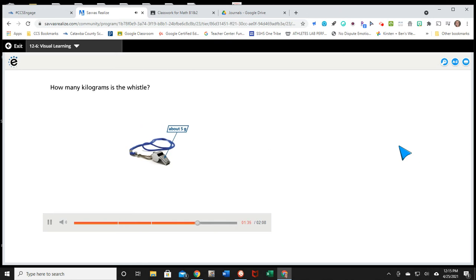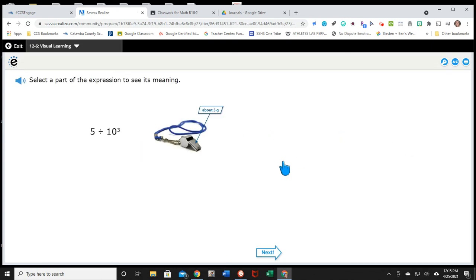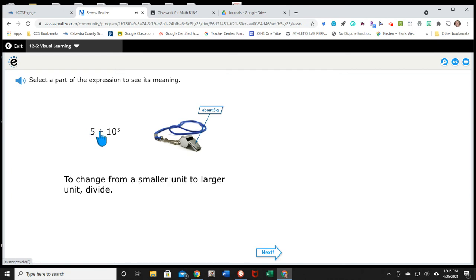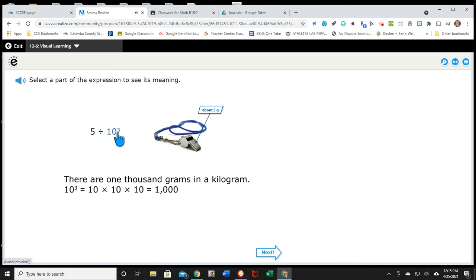How many kilograms is the whistle? This is the weight of the whistle in grams. To change from a smaller unit to a larger unit, divide. There are 1,000 grams in a kilogram. 10 to the third power equals 10 times 10 times 10 equals 1,000. And they're getting that 10 to the third power because if you think about your place value chart, you're moving over from those grams to the kilograms, and you're moving 3 places to the left.